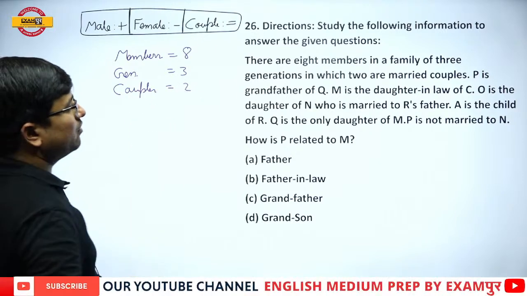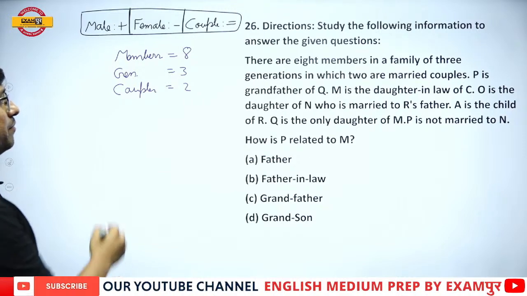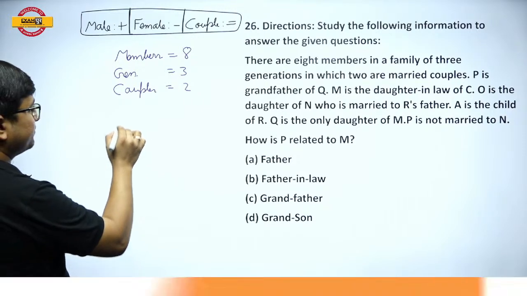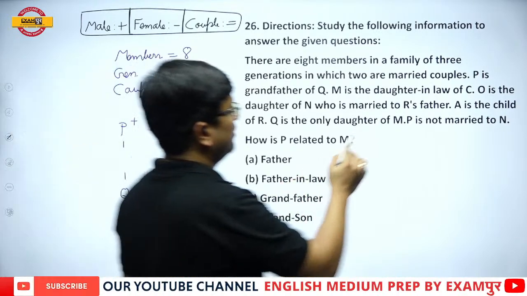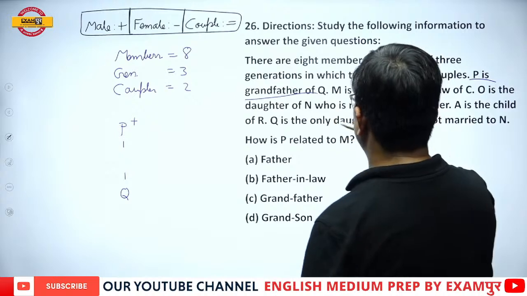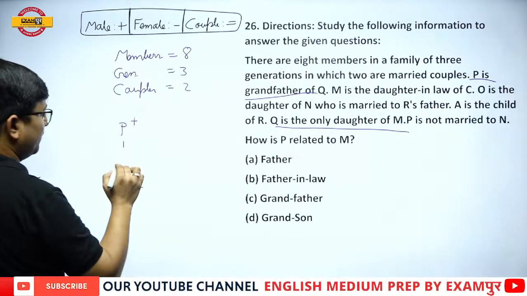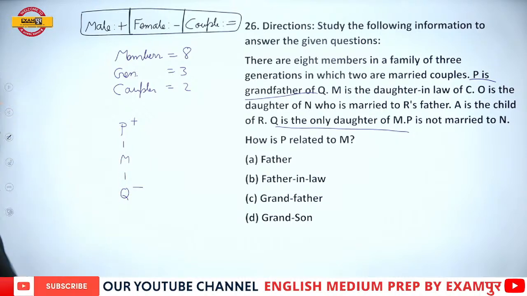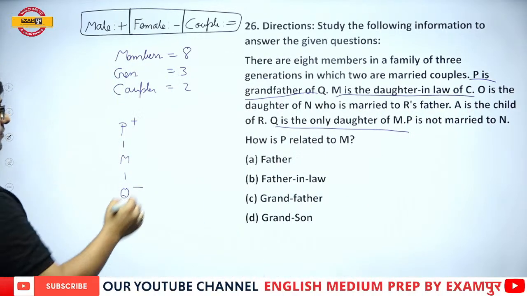Okay. Now, P is the grandfather of Q. This is done. Now, after P is the grandfather of Q, look for interconnecting line. Q is the only daughter of M. Now, if Q is the only daughter of M, after that, M is the daughter-in-law of C.